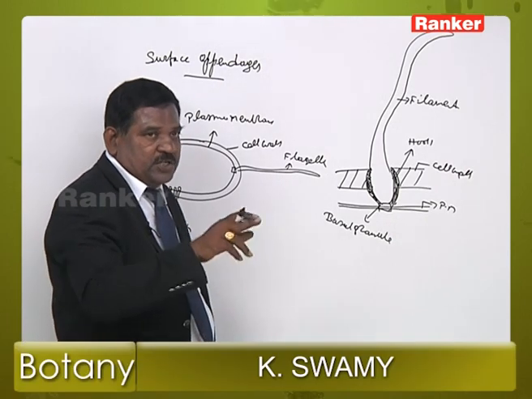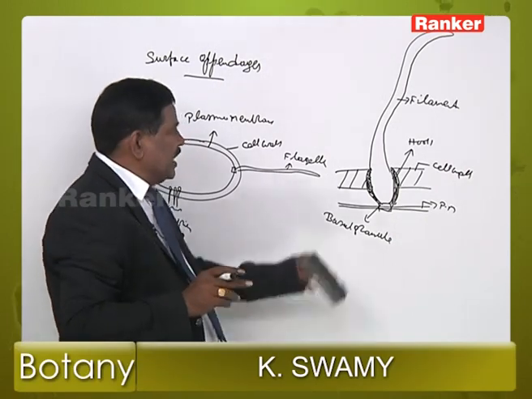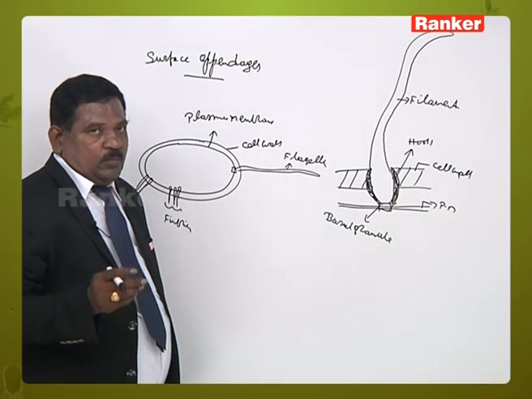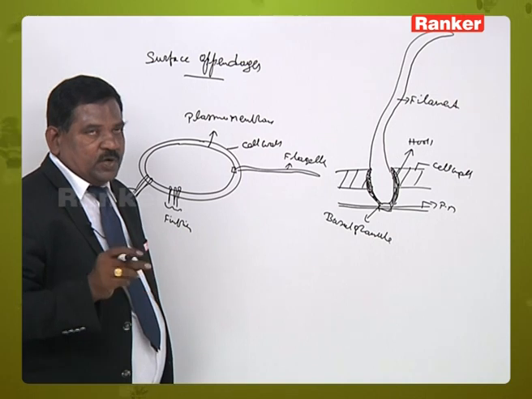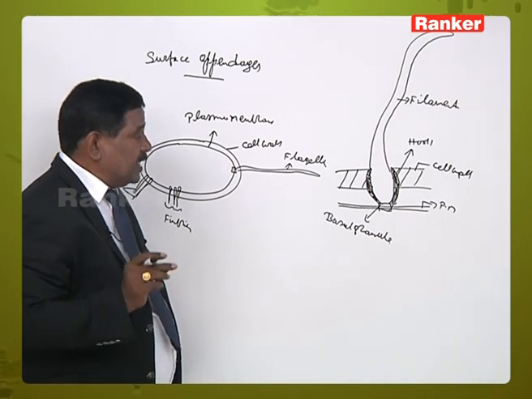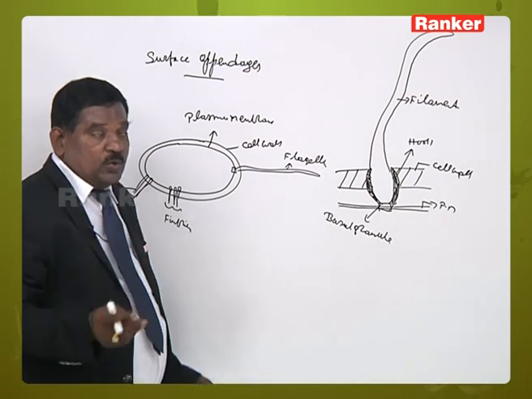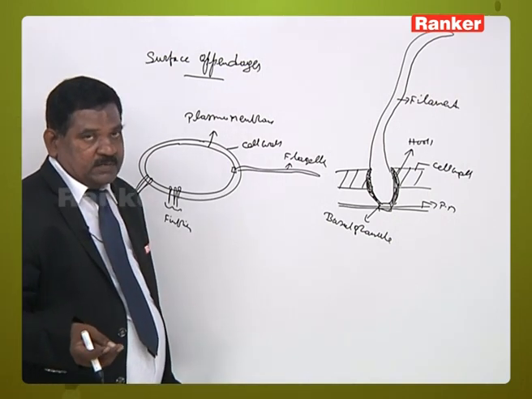Only the filament shows rotatory movement. By rotatory movement, the bacterium shows locomotion. The movement shown by the flagellum is rotatory movement, and especially the filament part shows it, so the bacterium moves from one place to another.